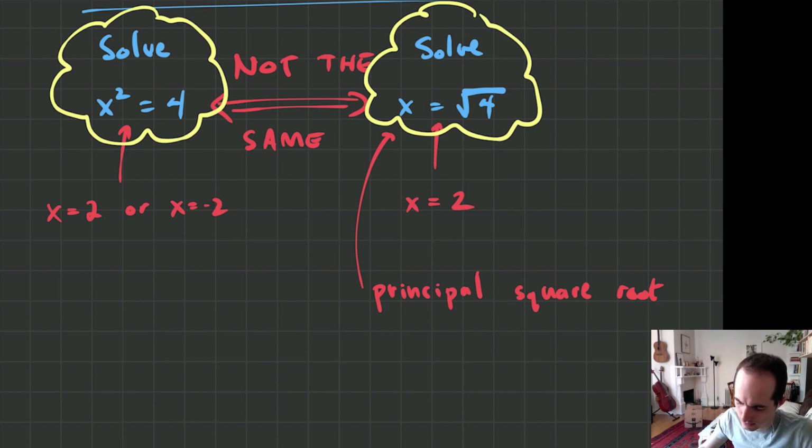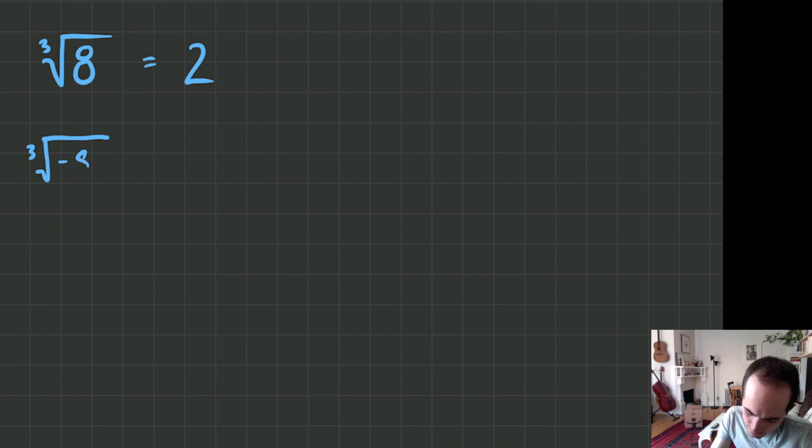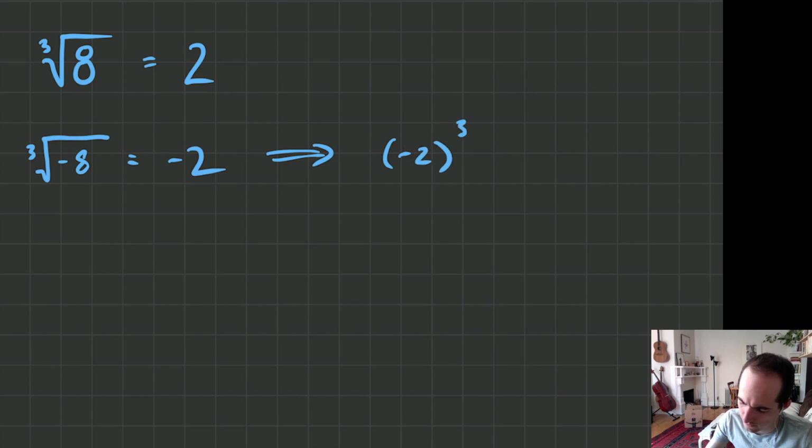Let's do a few more examples. Let's try something that looks like this. Let's do the cube root of 8. Okay, well, that's just 2. Let's do a few more. Let's do the cube root of negative 8. Well, that would be negative 2, and that's because negative 2 to the power of 3 is negative 2 times negative 2 times negative 2, which of course is negative 8.